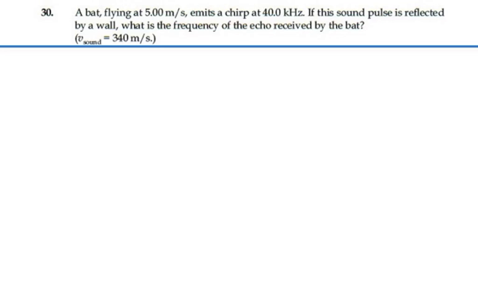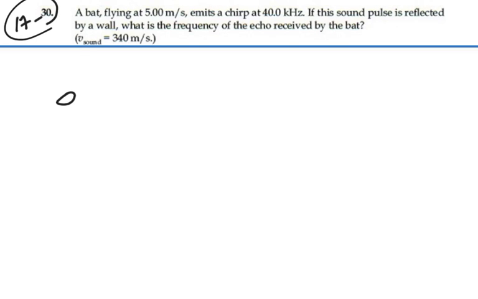Here's problem 1730. A bat flying at 5 meters per second emits a chirp at 40 kilohertz. If this sound pulse is reflected by a wall, what is the frequency of the echo received by the bat? Velocity of sound we'll use is 340 meters per second.